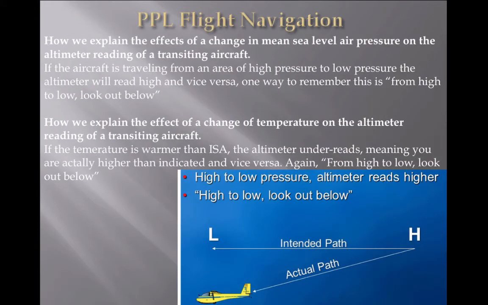So how we explain the effects of a change in mean sea level air pressure on the altimeter reading of a transiting aircraft. This does come up in the exam, so the definition is important. If the aircraft is travelling from an area of high pressure to low pressure, the altimeter will read high and vice versa. So that little aide-memoire is: from high to low, look out below. You will hear that a lot.